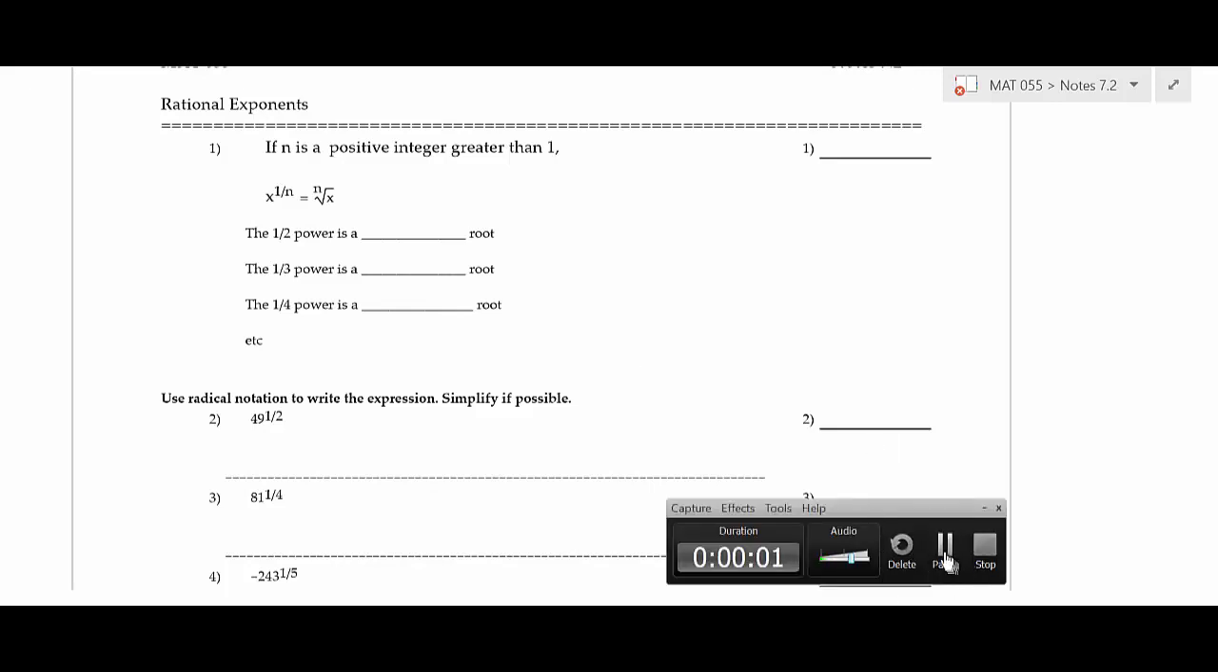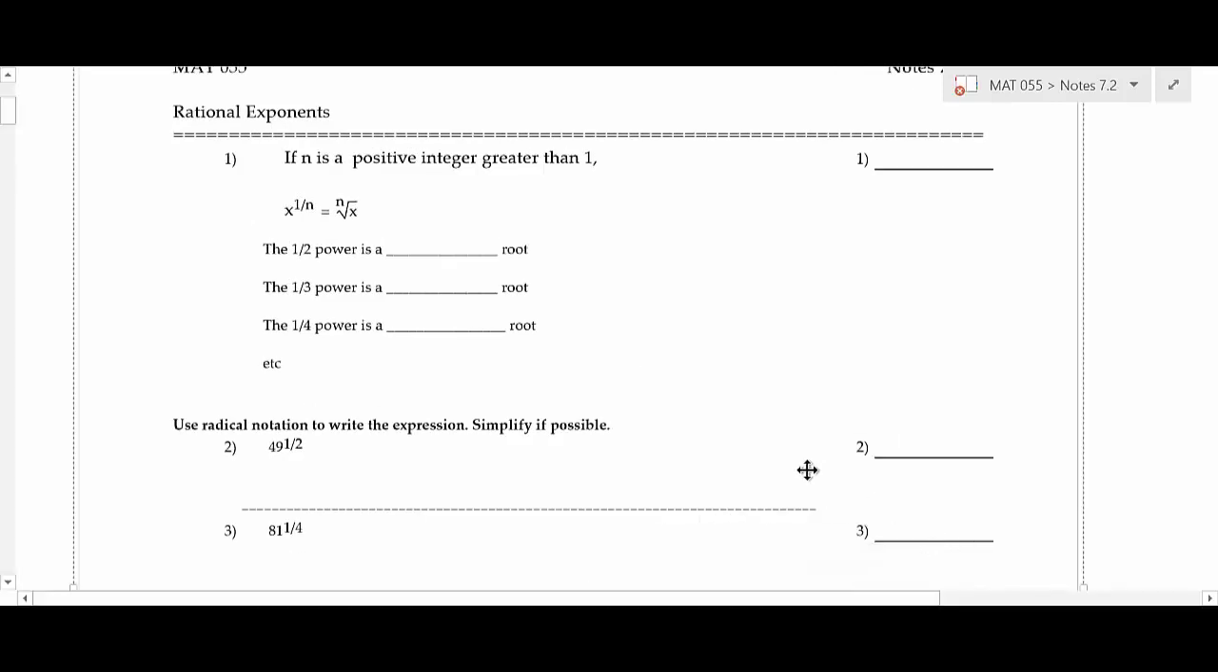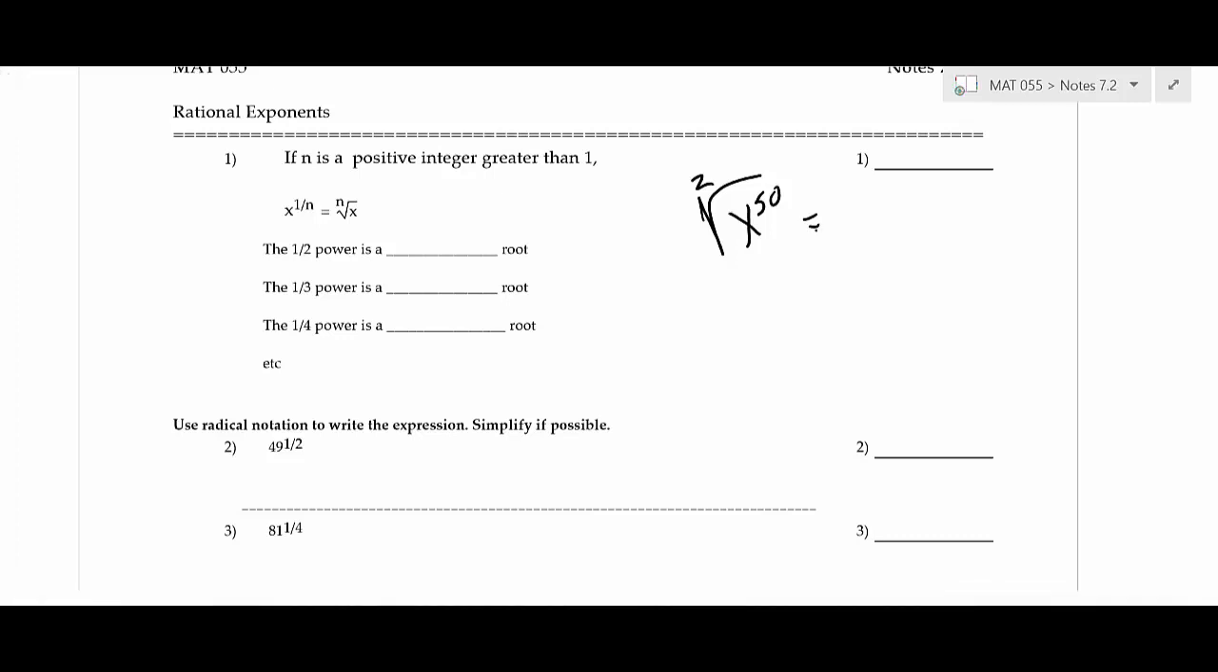I need a calculator. So what we're going to start with is that there's a connection between powers and roots. I've already taught this to you in a sense. For instance, if you had the square root of x to the 50th, tell me what that is. X to the 25th, right? There was a little trick to that.